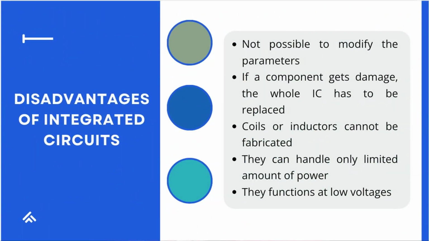Though there are lots of advantages of integrated circuits, they suffer from these drawbacks. The first is, after fabrication of an integrated circuit, it is not possible to modify the parameters within which an IC will operate. When a component of an IC gets damaged, the whole IC has to be replaced by a new one. Inductor coils cannot be fabricated. They can handle only a limited amount of power and they function at low voltages.